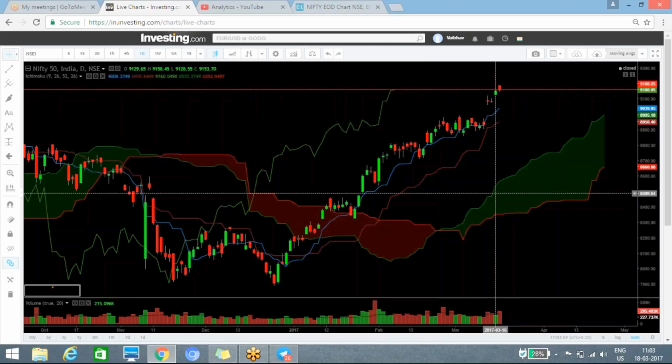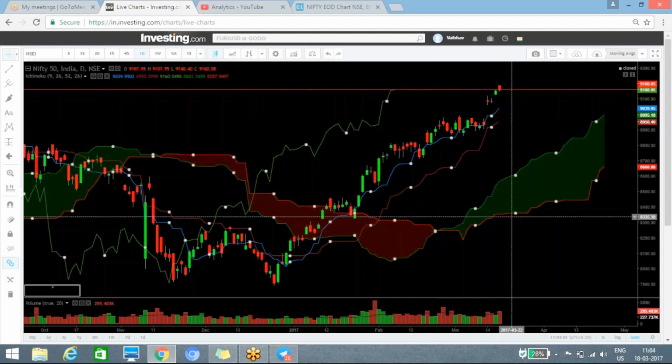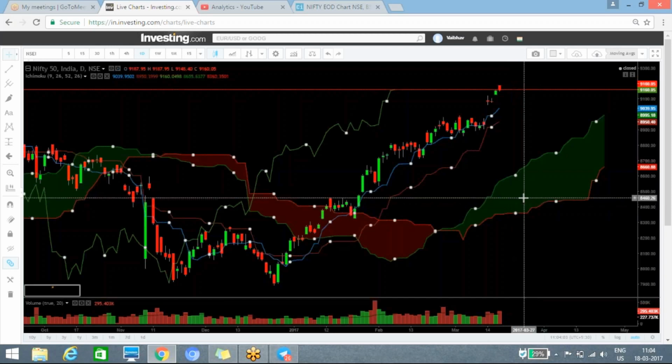So this is span A and span B. The cloud you are looking at, these both are the spans. We call them spans. A span is a kind of range, a time span. And how are these two lines calculated?